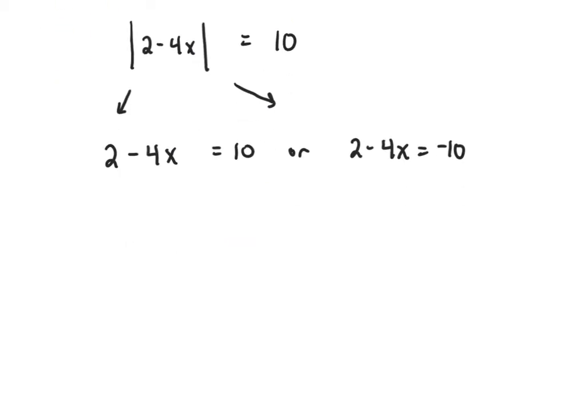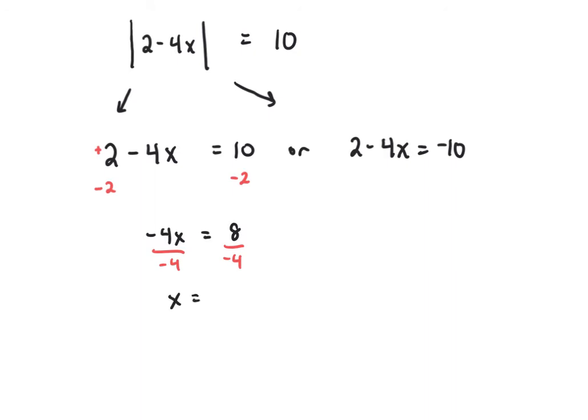Now let's solve each one individually here. So subtract 2 from both sides because the 2 is positive to begin with. Again, I'm not adding 2 because of this negative. That's something different. Okay, now I bring down the negative 4x, and over here I get an 8. And now divide both sides by negative 4. And I'm going to get x is equal to negative 2. Don't forget to bring down the ors here.